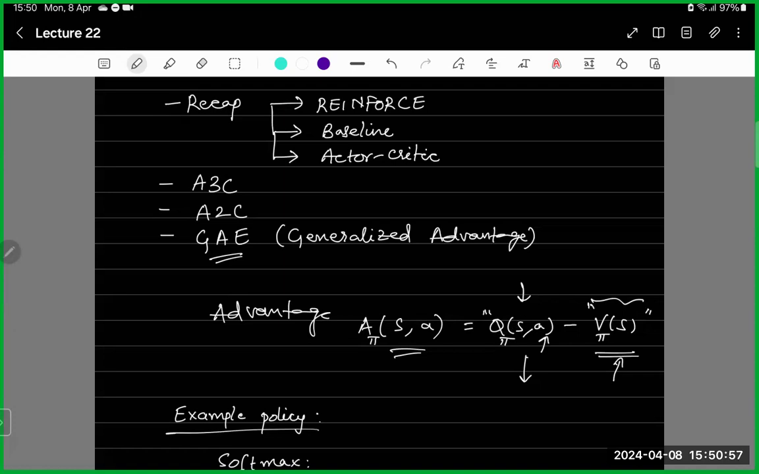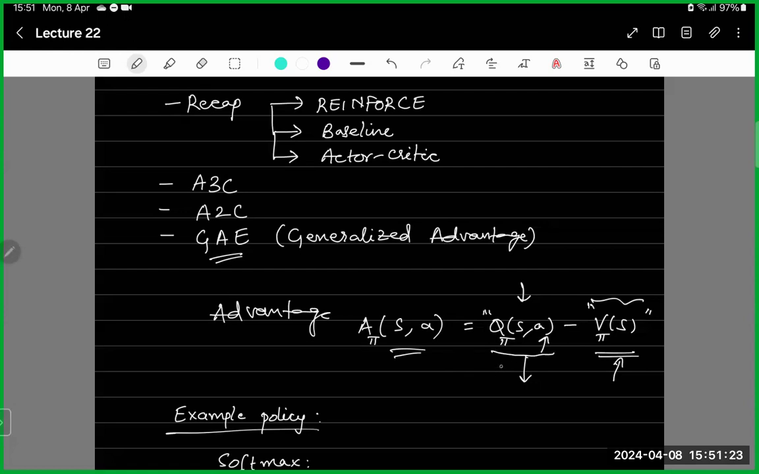Instead of doing two separate value networks, one for Q and one for V, we discussed one way to do it with just one value network. Do you remember what that is? What is it? Yeah, we could approximate Q pi using V pi, right?